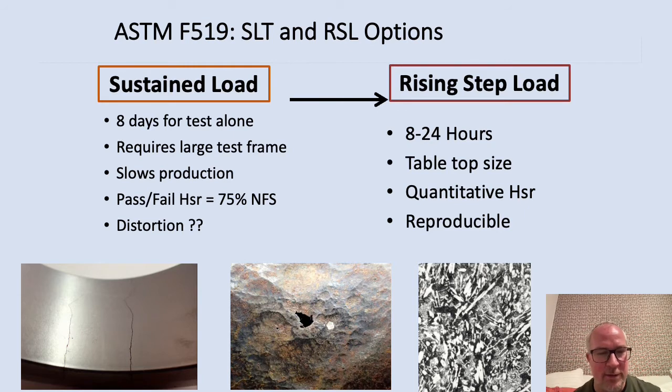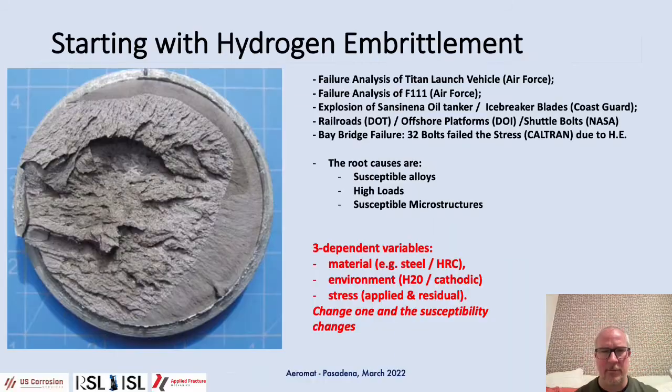So some of the pictures I'm showing here are examples of stress corrosion cracking, pitting corrosion, and microstructure. And these will come into effect when you're looking at hydrogen embrittlement and other failure mechanisms. So the rising step load method started with analysis related to hydrogen embrittlement, and it's successfully been used in a number of aerospace and other applications.